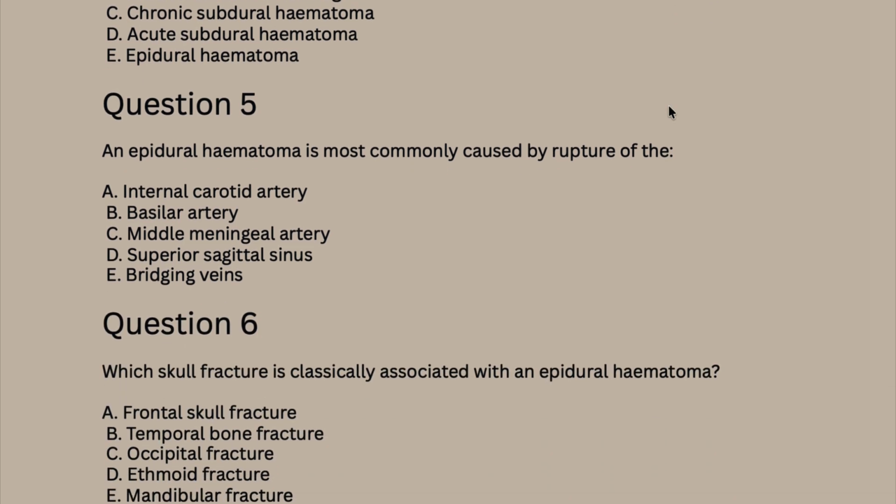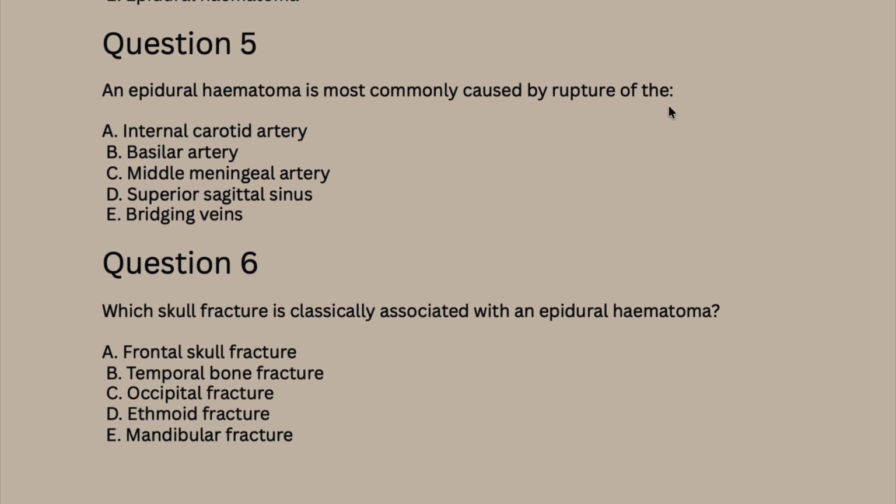Okay, let us look at question 6. For question 6, it asks which skull fracture is classically associated, and the answer would be the temporal bone fracture. And why is it? It's a simple association to memorize. Temporal bone, then think middle meningeal artery, and then also think epidural haematoma. Those are 3 linked factors that could help you remember it and go a long way.